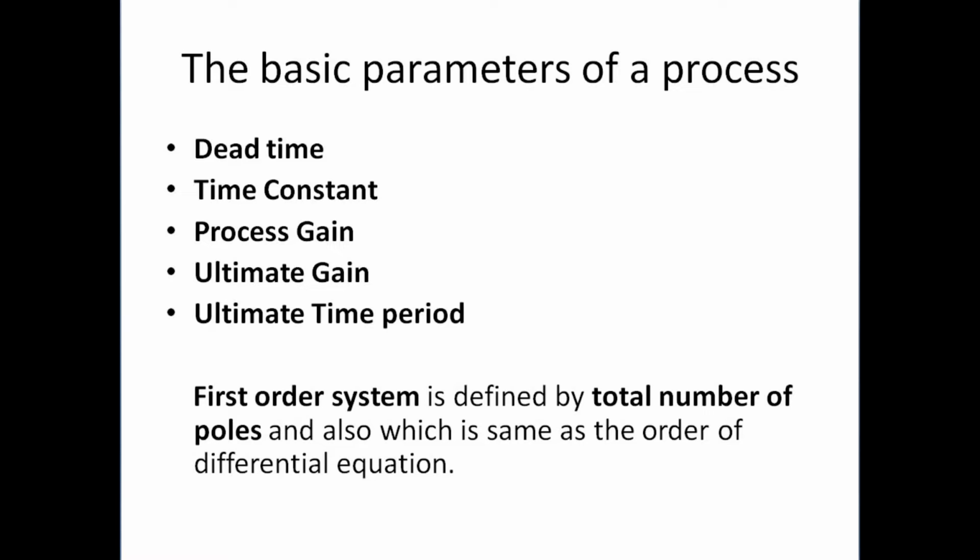So basically the basic parameters of a process are dead time, time constant, process gain, ultimate time period. These are the basic parameters of a process. So what is dead time?